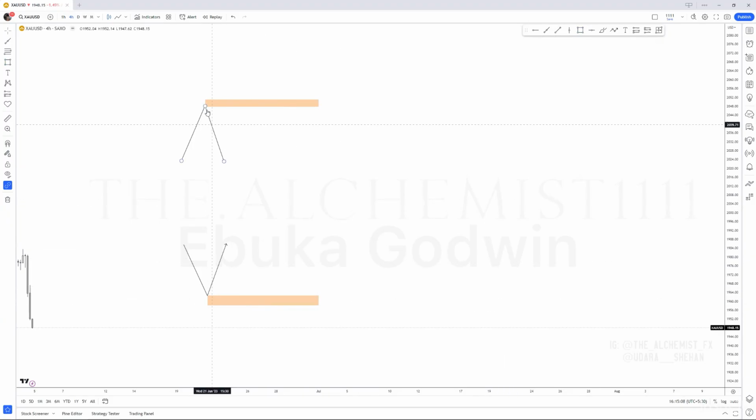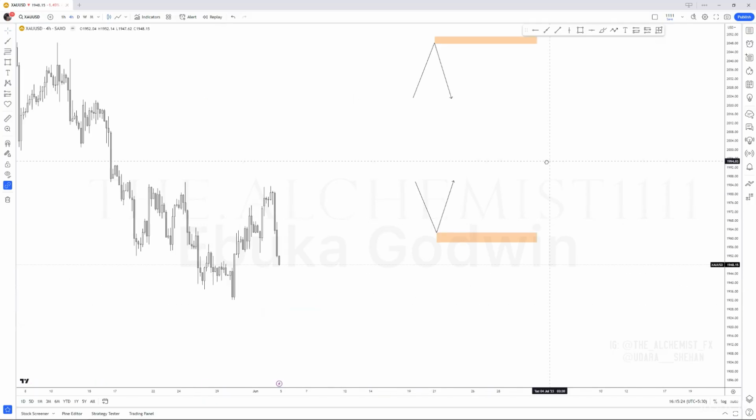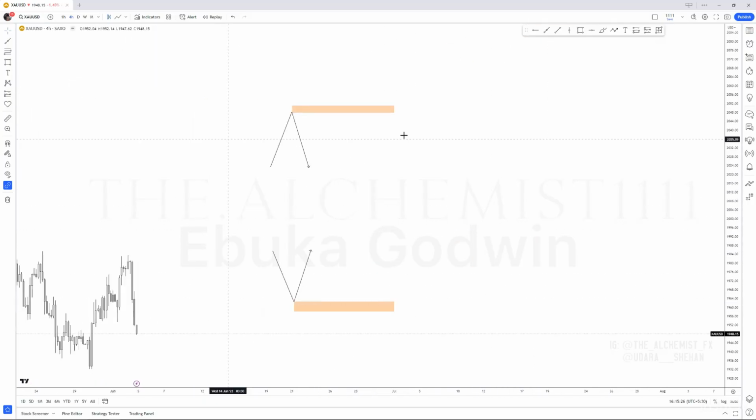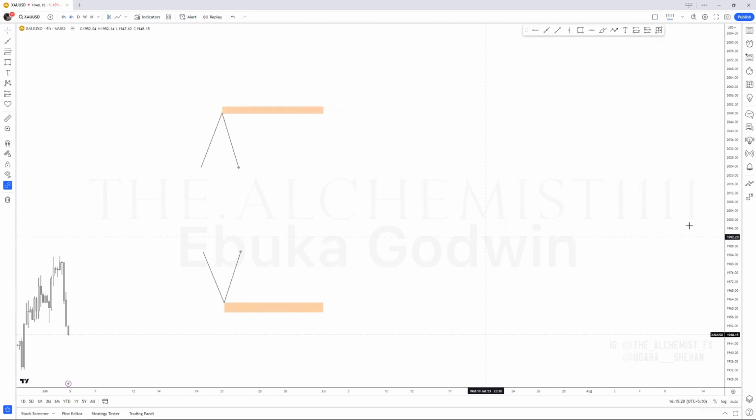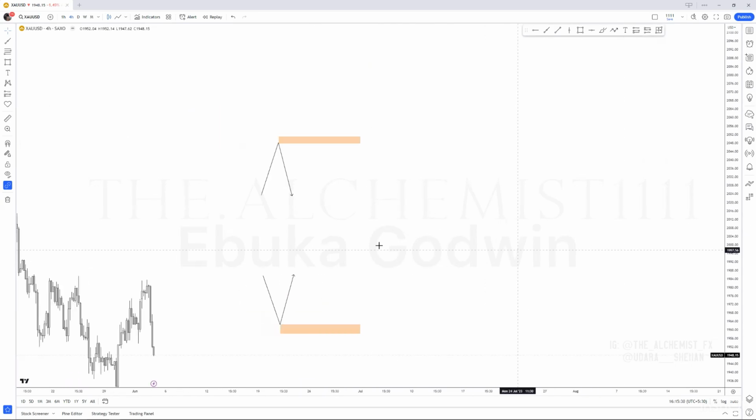Now, remember, a resistance is formed when you have a bullish candle followed by a bearish candle. When we have a bearish candle followed by a bullish candle, we have a support. I'll show you examples, don't worry. Let's go through this and then I'll show you examples in the chart. So that is that.